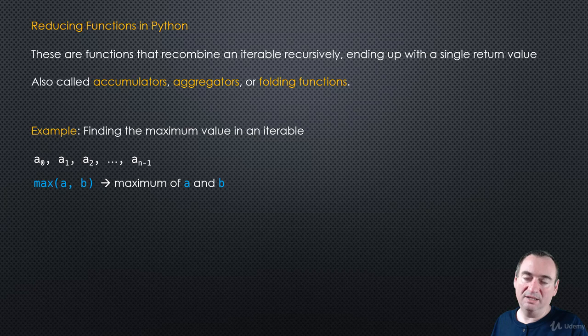Next, let's define a small function that is going to take two parameters, a and b, and it's going to return the maximum value of those two arguments. So that's all it does, just returns the max of two values.